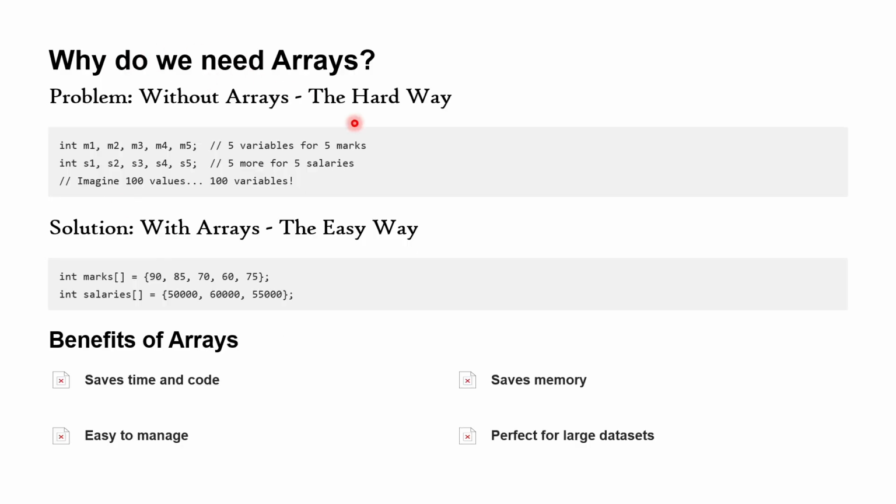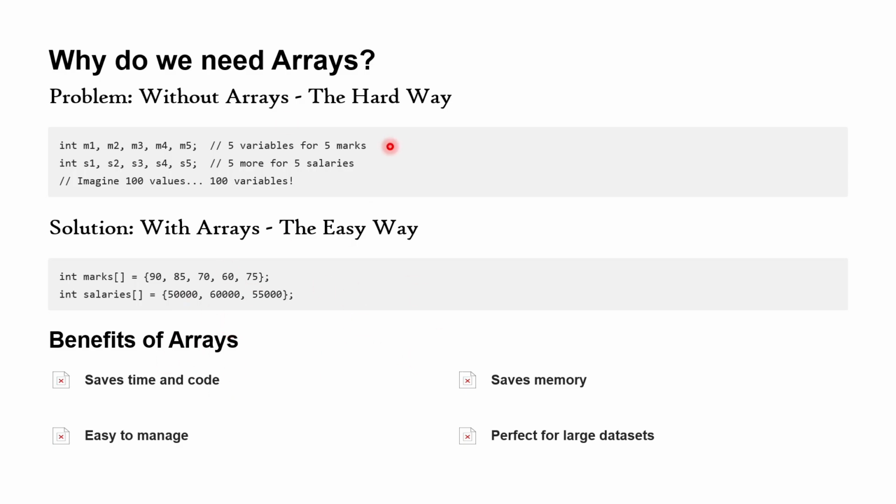Why do we need array? Suppose you want to store marks of 100 students without array. We write M1, M2, M3, M4, M5 up to 100 variables, right? That's not programming, that's punishment. But with array, just write marks and boom, all marks are stored in one name only. So what array does is save time, memory, and yes, your sanity too.